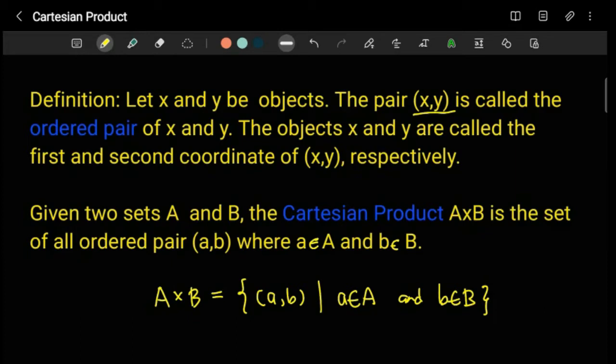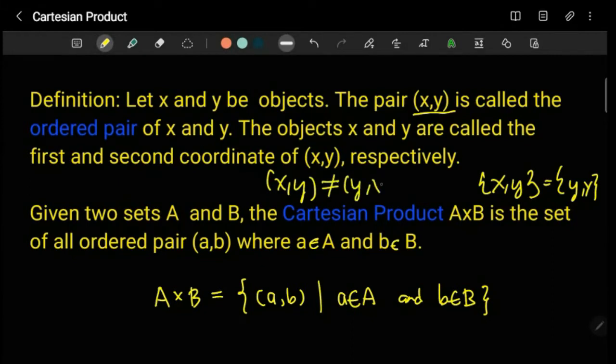Hindi pwedeng magkabaliktad. And an ordered pair is equal to another ordered pair if and only if the coordinates are equal. So that's what is important in an ordered pair. The ordering matters. Unlike in a set, di ba, in a set, an element XY is the same as a YX element. Sa set, pareho lang yon. Pero in an ordered pair, (X, Y) is not necessarily equal to (Y, X). Siyempre, may mga case na nagiging equal sila, pero in a general setting, hindi sila equal.